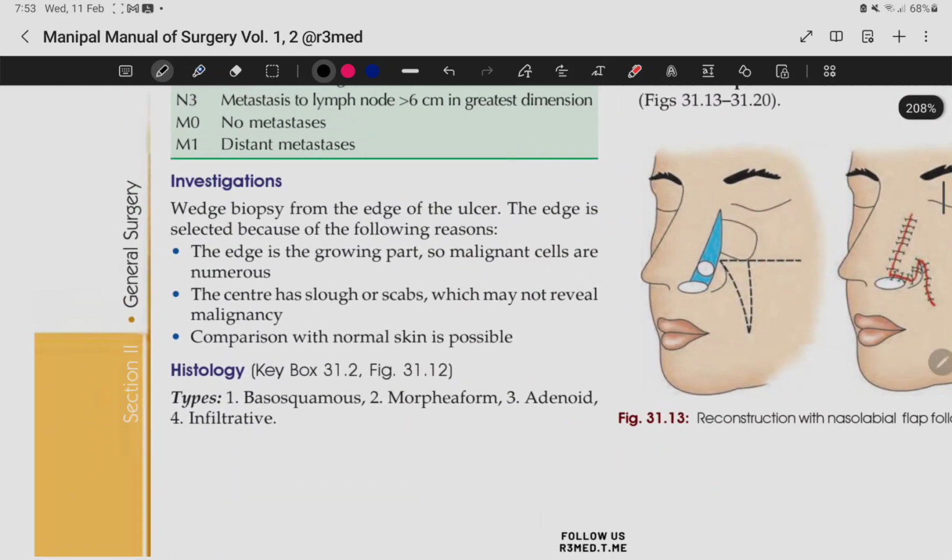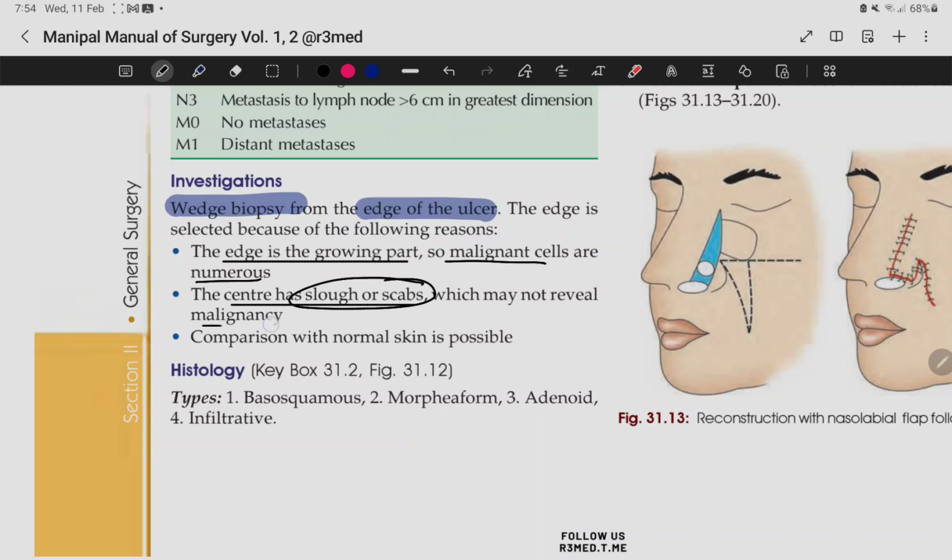Coming to the investigation, we have the wedge biopsy from the edge of the ulcer. So why do we prefer the edge? Because the edge is the growing part, so the malignant cells are numerous, and the center has a slough. A biopsy from the slough does not reveal any malignancy.